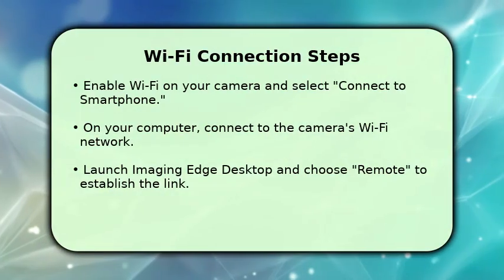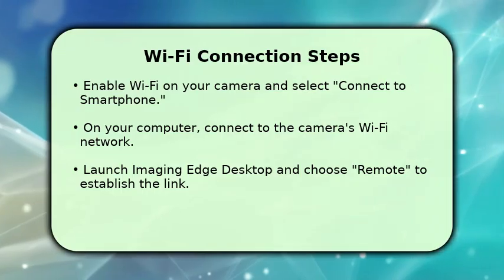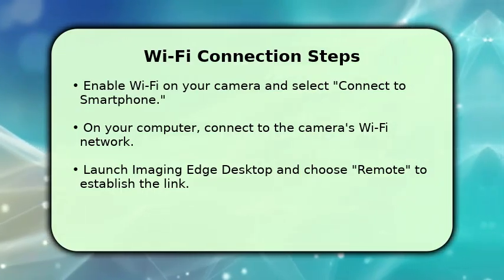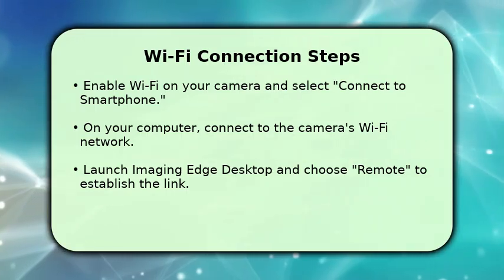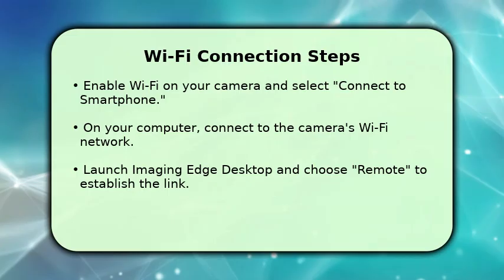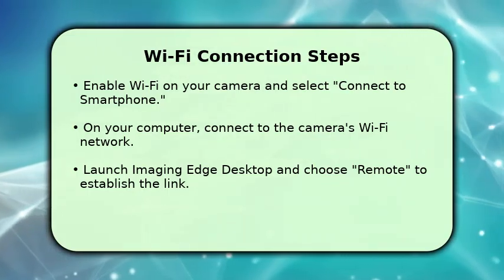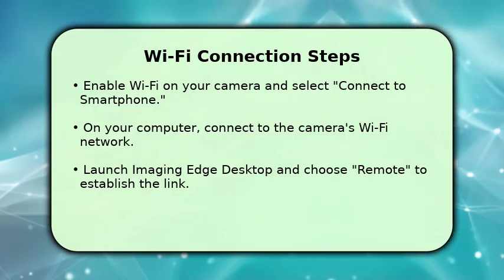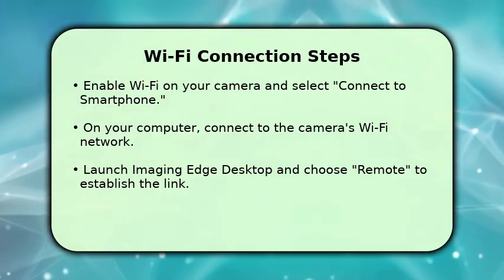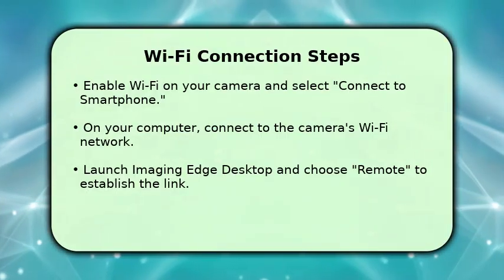To connect wirelessly, first enable Wi-Fi on your camera. In the camera's menu, select an option like Connect to Smartphone or PC Remote to broadcast its network. Next, on your computer, open your Wi-Fi settings and connect to the network broadcast by your camera. This connection is direct, not through your home router. Once connected, launch Imaging Edge Desktop and select Remote to establish the wireless link, allowing you to control your camera.